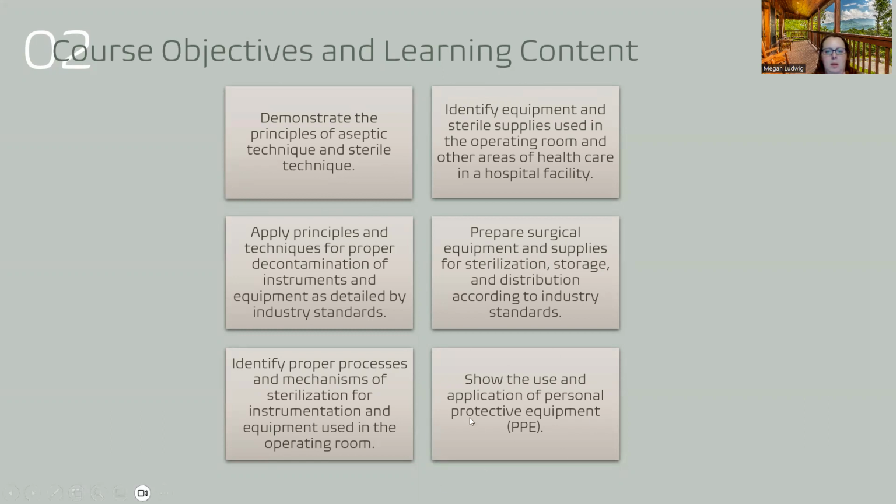Your PPE was your discussion for the week. So since this is now Friday, you should have already done that one. All right, we're going to talk about different equipment that is going to be used, different supplies for sterilization. We're going to talk a lot about industry standards just throughout every week.